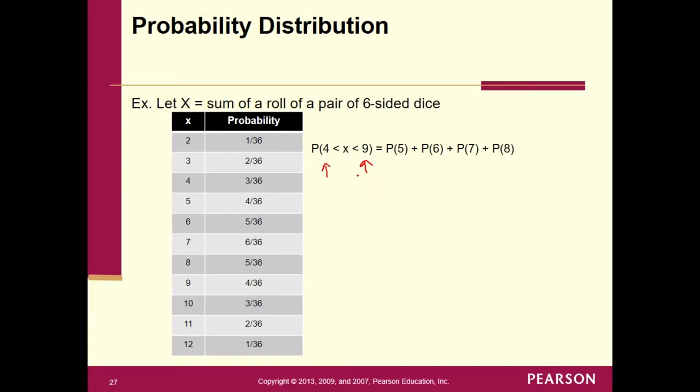And so that means we are just going to go ahead and say, okay, what are the numbers in between 4 and 9? We're not going to include 4. We're not going to include 9. What would that be? 5 through 8. Okay? And so we should be adding up those probabilities right there. So 4 out of 36, 5 out of 36, 6 out of 36, 5 out of 36. We add those up. And it looks like, let's see, that looks like 20 out of 36 to me. Okay.